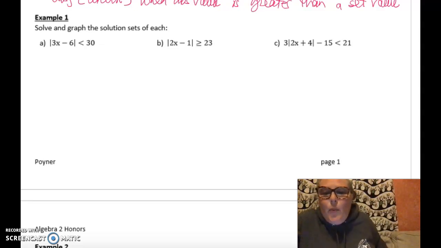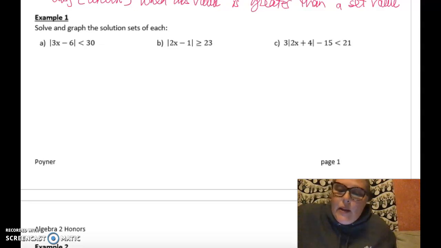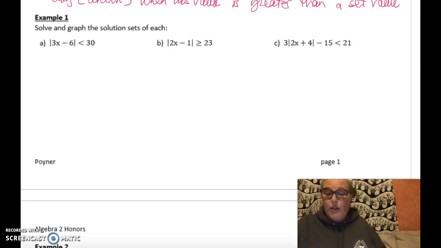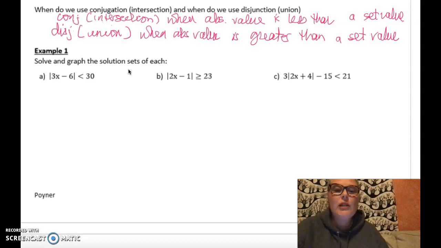Okay, so example one. Now that we know that when we have an absolute value with an inequality, we're most likely going to have a disjunction or a conjunction. By the way, just a little bit of review of what it means to have a disjunction or a conjunction: a disjunction is a union of sets, and a conjunction is the intersection of sets. For conjunction and intersection, it's a logical and; for disjunction or union, it's a logical or.